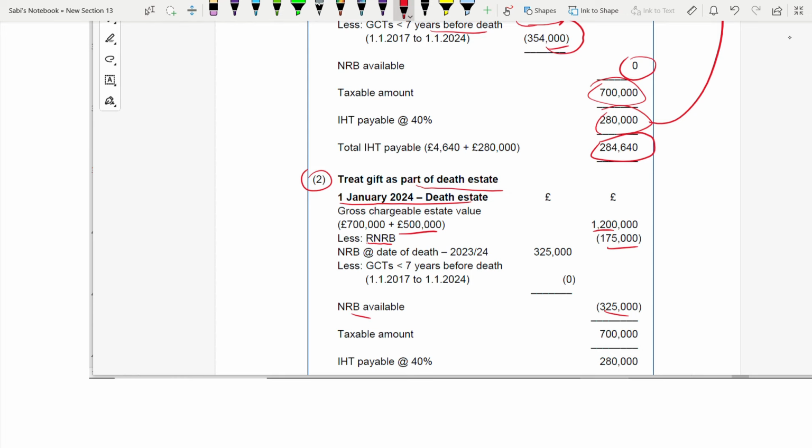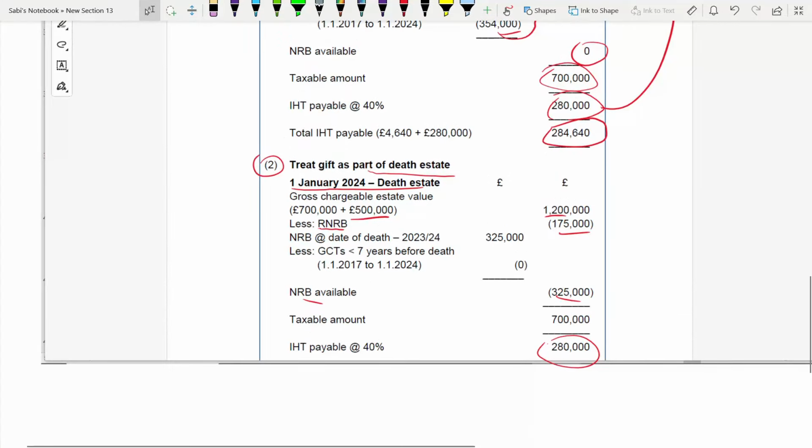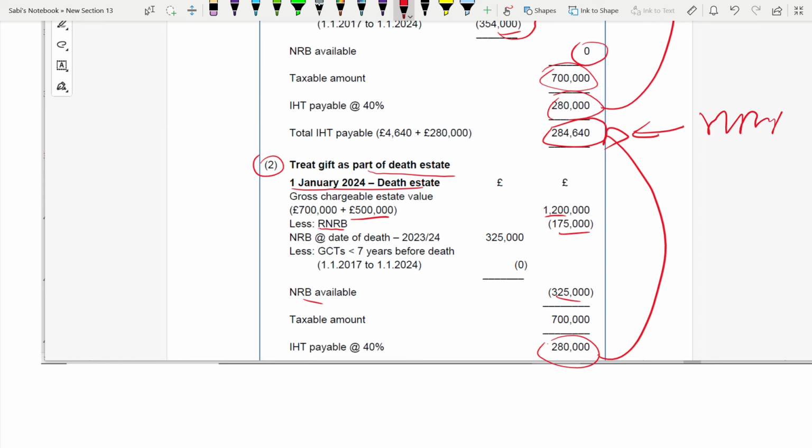Then we are moving to the taxable amount. This is at 40%, 280,000. So this is 280,000 under the second scenario. In the first scenario, IHT is 284,640. So HMRC will choose the higher of the two.